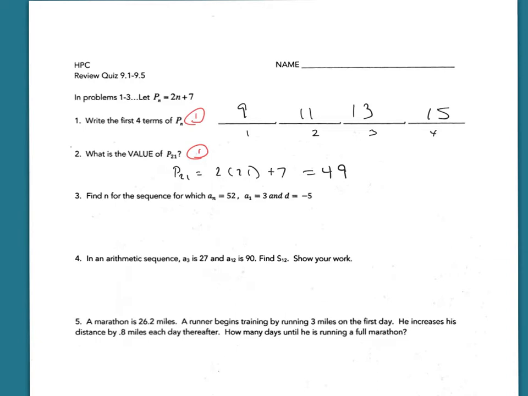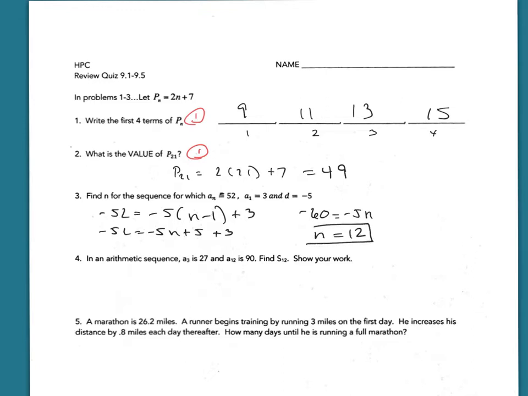Now for this problem, yours is correct, mine is incorrect. A sub n is negative 52. And so we're going to work backwards here. So we know, according to the formula, a sub n, so negative 52, is equal to the d, negative 5, times n minus 1 plus a sub 1. And then we'll just go ahead and figure this out. So this is 8, so we get negative 60 equals negative 5n, and then n is 12. Oh, that's all we had to find, was n.